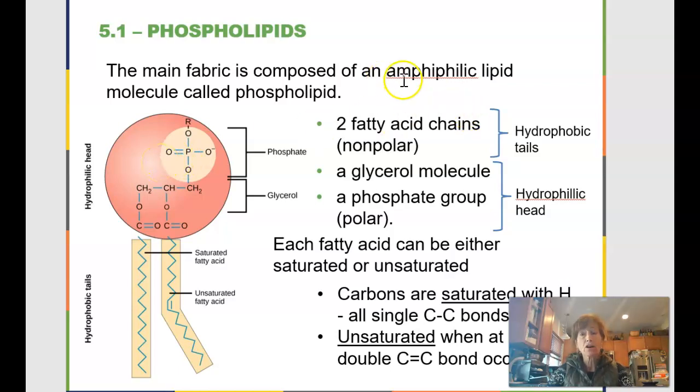And this is sometimes called amphipathic or amphiphilic. The individual phospholipids are that because one side of them likes water and one side of them doesn't. So it just sort of shows that dual nature.